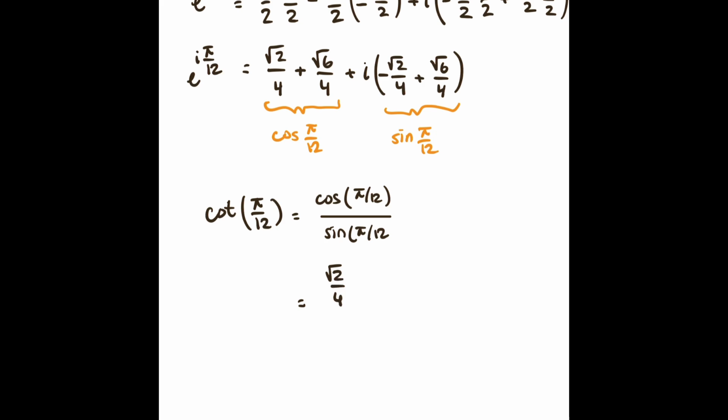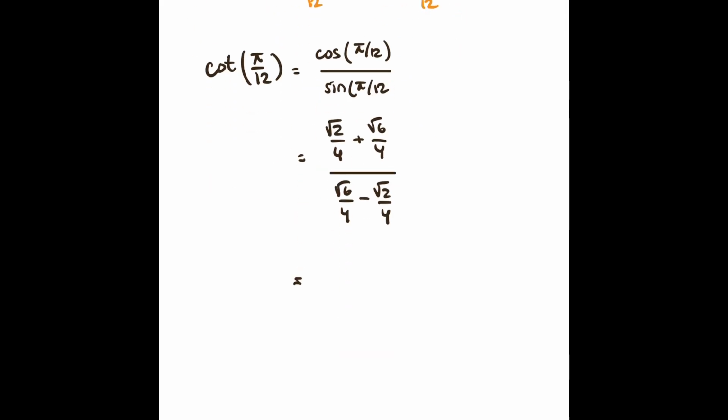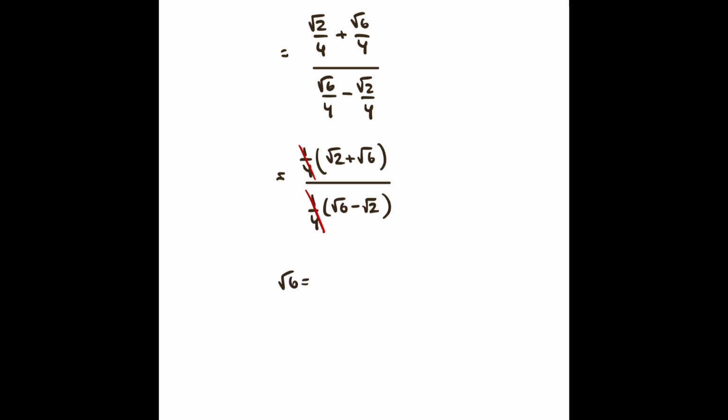Plugging in, we get the square root of 2 over 4 plus the square root of 6 over 4 divided by the square root of 6 over 4 minus the square root of 2 over 4. I just switched the order there. Let's factor a 1/4 from the numerator and the denominator. These cancel. And remember that the square root of 6 is the square root of 2 times the square root of 3. I'll just keep that off to the side. So the square root of 2 plus the square root of 2 times the square root of 3 divided by the square root of 2 times the square root of 3 minus the square root of 2.